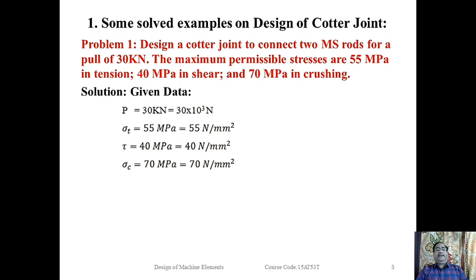Then tensile stress, 55 megapascal. We know that 1 megapascal is equal to 1 Newton per mm square. So sigma T is equal to 55 Newton per mm square, shear stress tau is equal to 40 Newton per mm square, and crushing stress sigma C is equal to 70 Newton per mm square. After writing the given data, we have to design the quarter joint as follows.